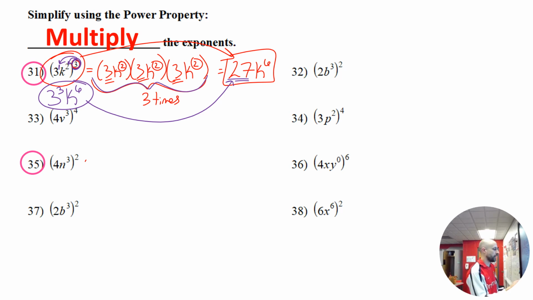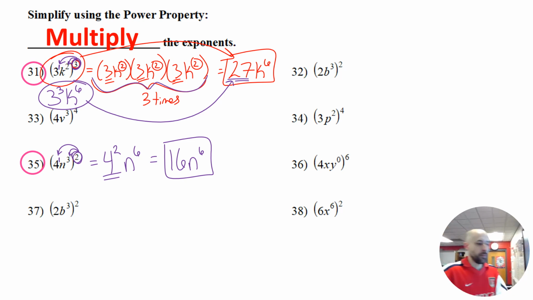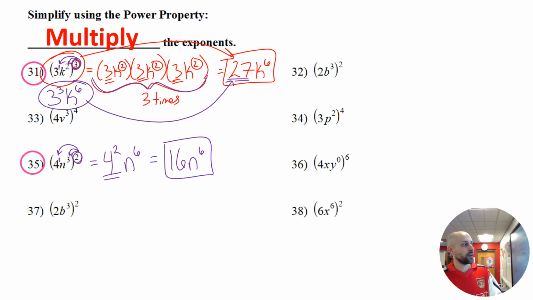So like on number 35. On number 35, that exponent is a 2. So inside the parenthesis, I have a 4 to the power of 1 and an n to the power of 3. So if I multiply each of those exponents, that would give me 4 squared and n to the 6th. But then I notice that I know what 4 squared is. That's 16. So 16 n to the 6th is my final answer. Okay. Let's take a look at another one yet on this page.